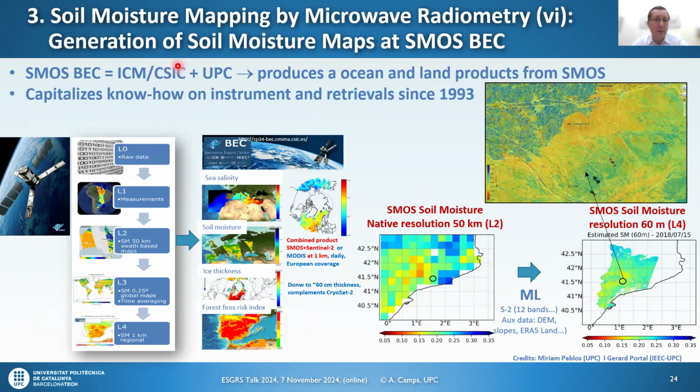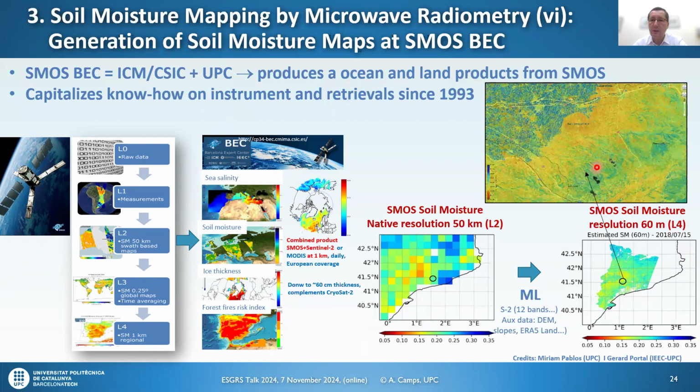That is a joint venture between the Institute of Marine Sciences, from where one of the two PIs of SMOS was, and UPC. So we produce ocean and land products from SMOS from level 0 to level 4 for a number of different applications. And as I said, we can pass from the native resolution, 50 kilometers, level 2 soil moisture products, down to 60-meter resolution at level 4.